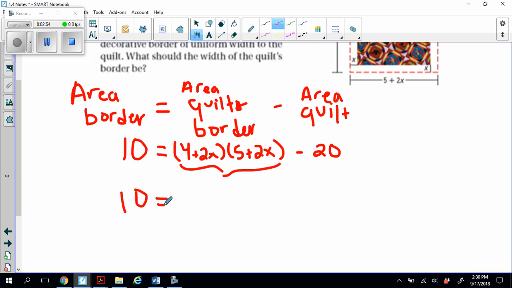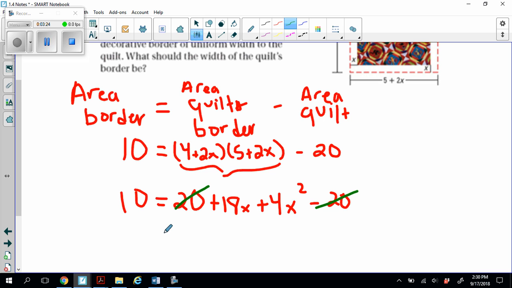So when we do that, we have 4 times 5, that gives us 20. Then we do 4 times 2x, that gives us 8x. And then we do 5 times 2x, that gives us 10x. We can combine them to get 18x. From here, we do 2x times 2x, and that gives us 4x squared. And then we still have minus 20 at the end. Now, if you notice here, we have 20 and a minus 20. Because they are like terms, we can cancel them out. So now we're left with 10 equals 4x squared plus 18x.